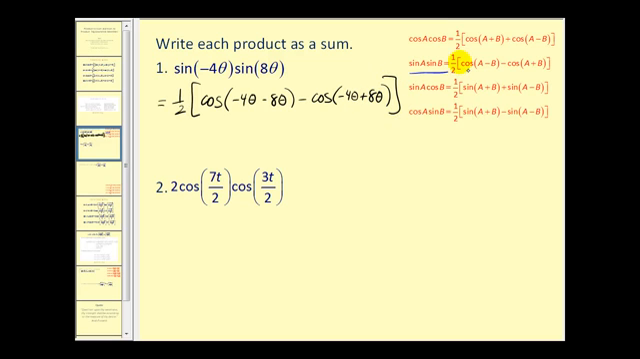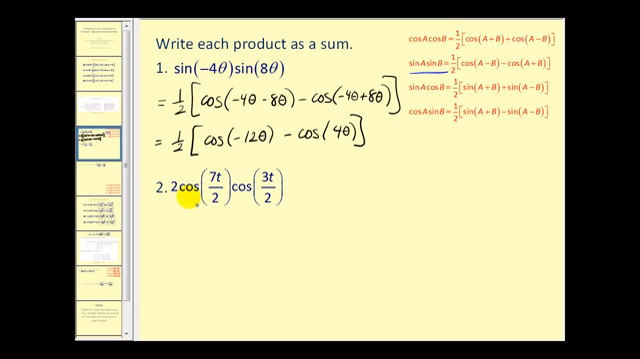And that's pretty much it. We have to simplify this, and we now have the product as a sum. Negative 4 theta minus 8 theta would be cosine of negative 12 theta, minus cosine of negative 4 theta plus 8 theta, which would be 4 theta. So we've taken this product and written it as a sum. Let's go ahead and try another.